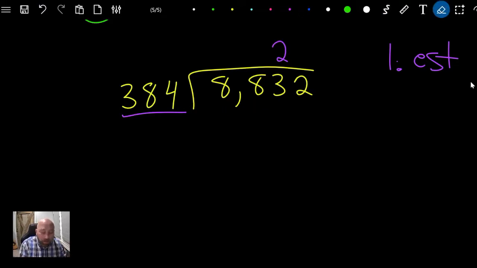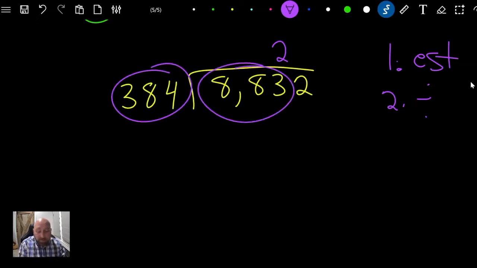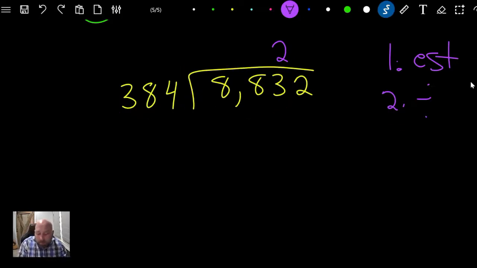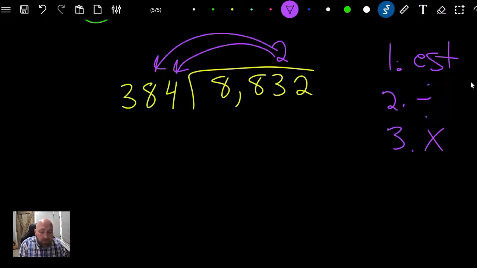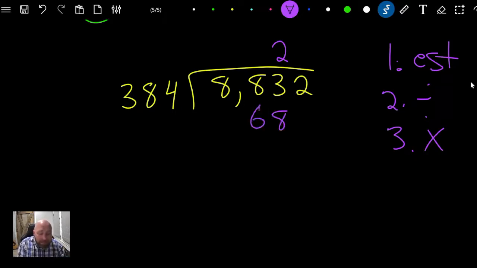Now, with the steps, step number 2 is to divide. So you're actually going to divide this into this, right? Step number 3 is we want to multiply. I want to multiply this 2 times the 4, this 2 times the 8, and this 2 times the 3 and see what we end up with. So 2 times 4 is 8, 2 times 8 is 16, and then 2 times 3 is 6, plus 1 is 7, okay?